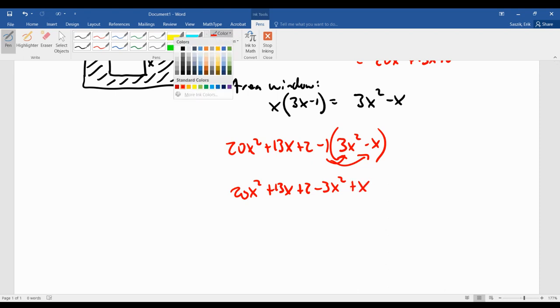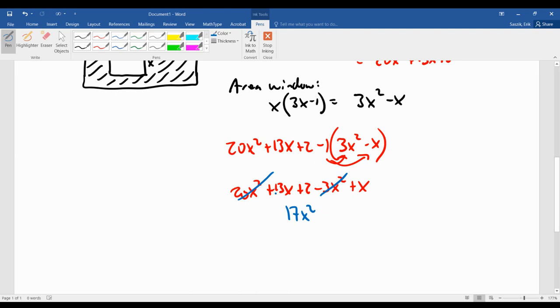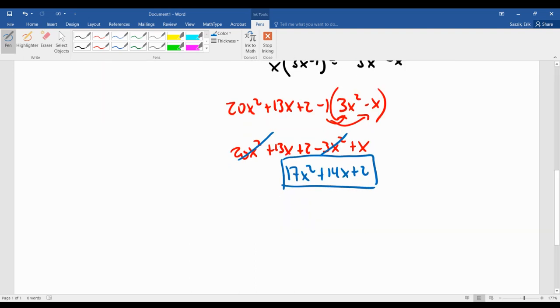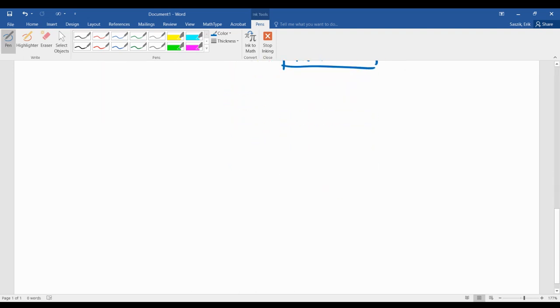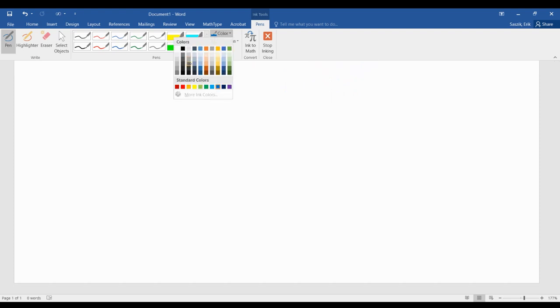Now we combine like terms and we get 17x squared, 13x, that's going to be 14x plus 2. Okay? Now, that's all in section 9.3. 9.4 just talks about special cases. And there's 3 special cases. I only really want you to remember one of them.